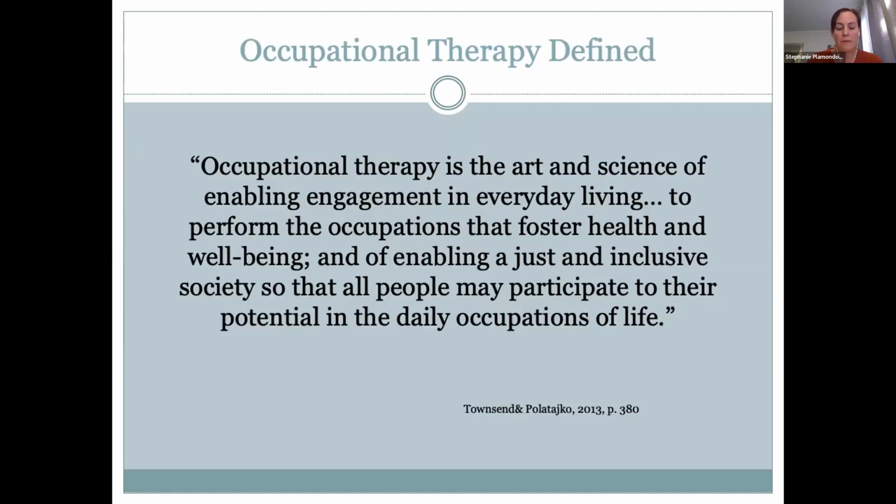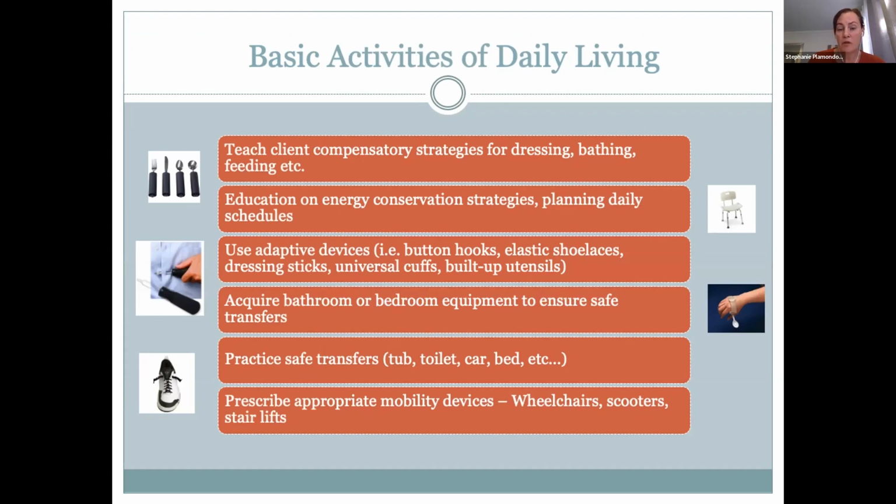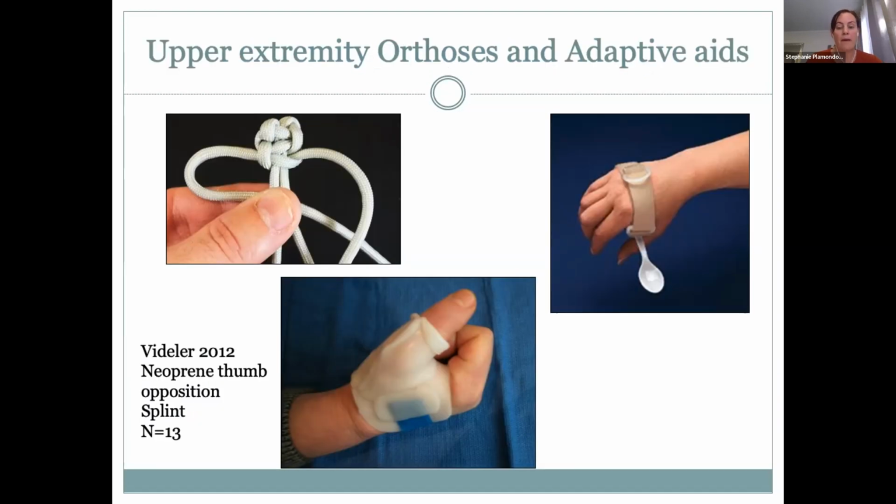So OT, occupational therapy, is another important multidisciplinary team member that would assist with many different functions, especially wheeled mobility. So physio often will prescribe gait aids. And OT will help teach compensatory strategies for dressing and bathing and activities of daily living, pacing strategies, adaptive devices for using in the kitchen or the bathroom, other equipment to help with transferring from sitting to standing or practicing those transfers, as well as the mobility devices like scooters, stair lifts, wheelchairs. And they also help with upper extremity and hand function.